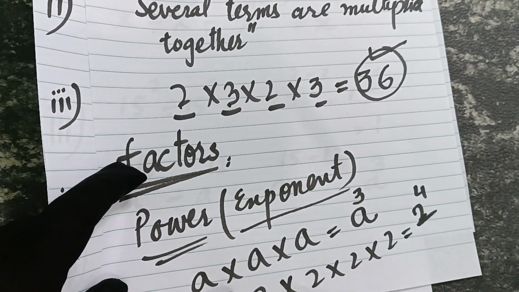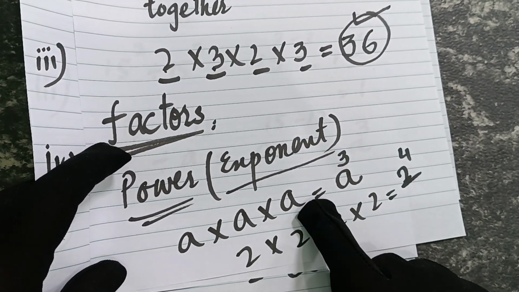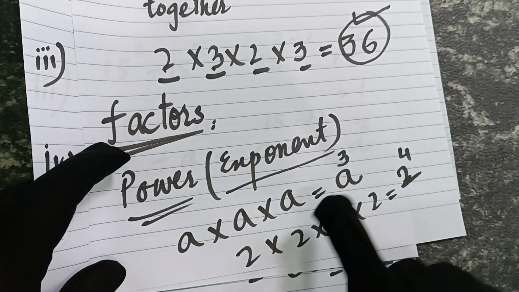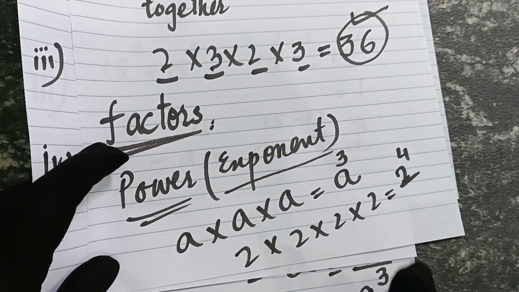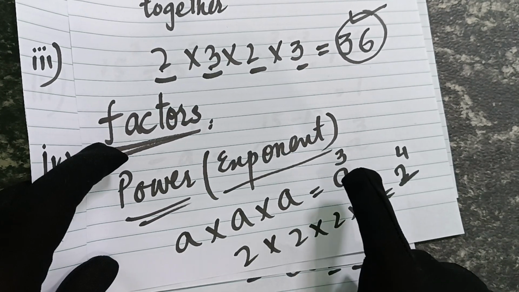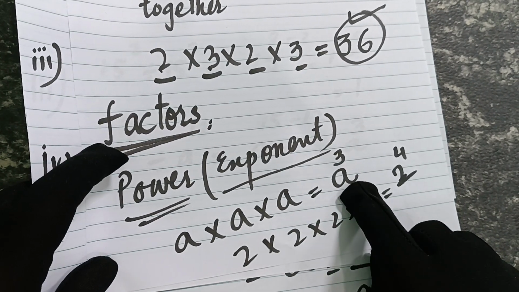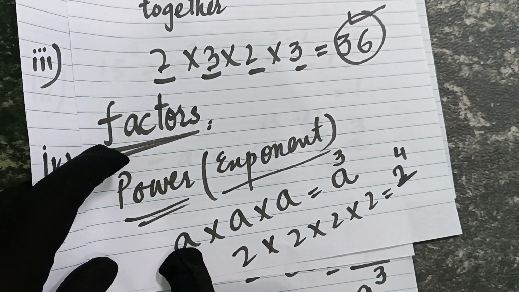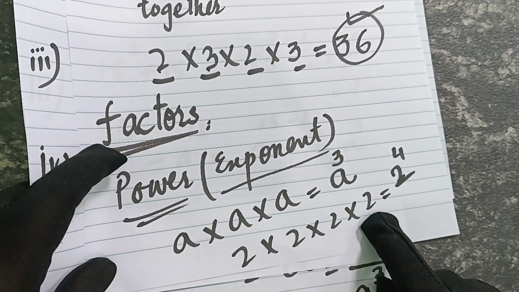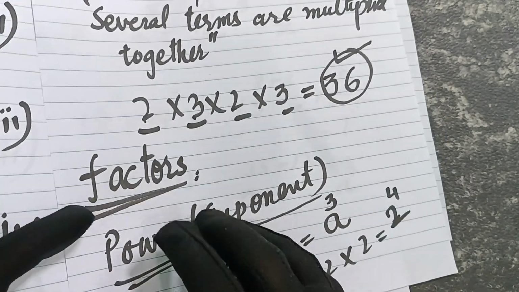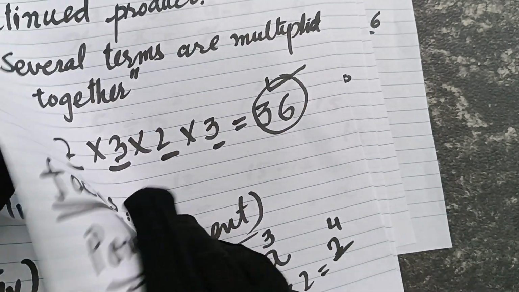Power or exponent: if one number or the same number is multiplying several times, the same number will be written with the number of times as its power or exponent. Like a is multiplying 3 times, so a will be written as it is, and how many times it is being multiplied will be its exponent. 2 is multiplying 4 times, it will be written as 2 power 4. Then we will discuss the laws.